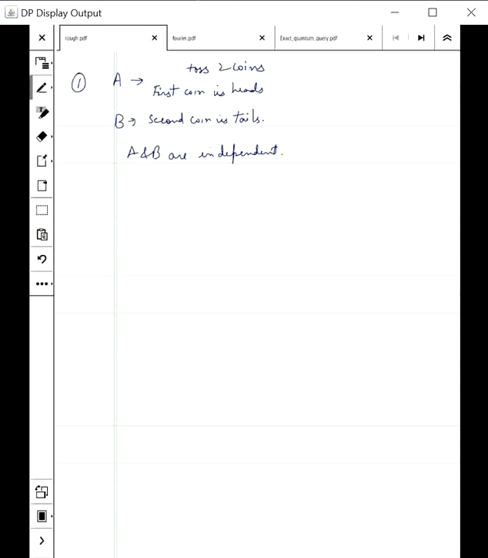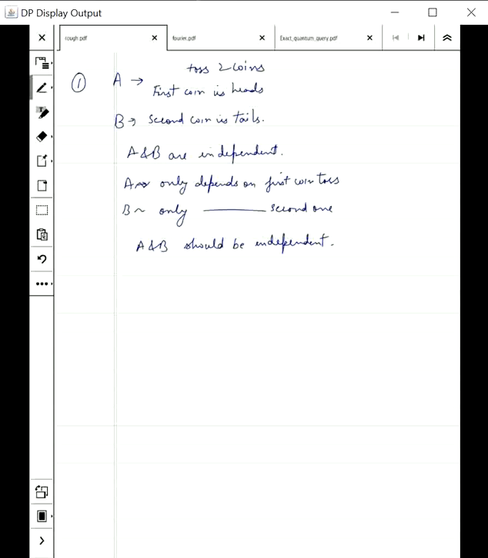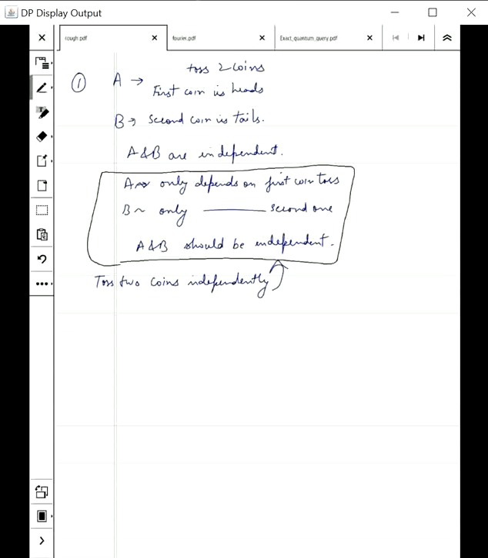But this could be generalized. If A is an event which only depends on the first coin toss, again it is not completely defined, I'm just saying vaguely that A is some event which only depends on the first coin toss, and B only depends on the second one, then A and B should be independent. Actually, many times this is given in the definition of the problem. So when people say that we toss two coins independently, they are basically saying that the first coin toss does not affect anything in the second coin toss. This is how it is stated in many problems.